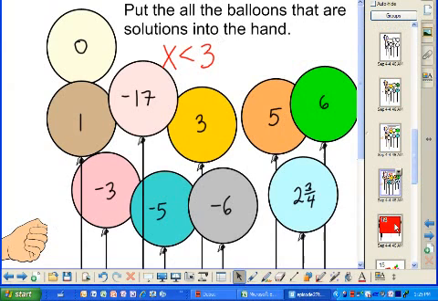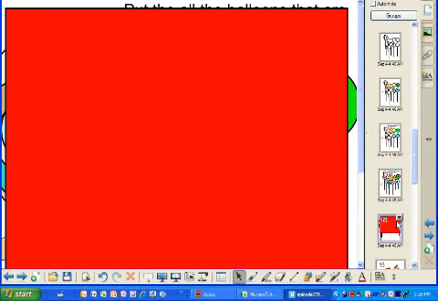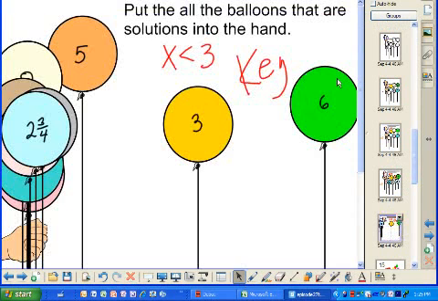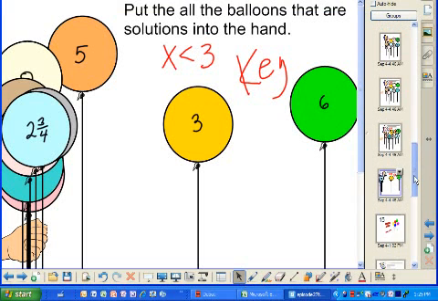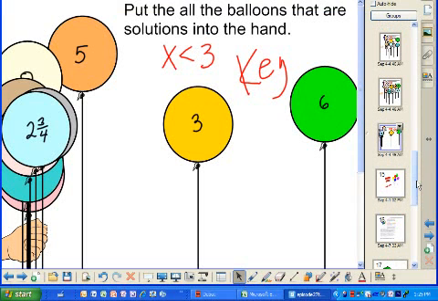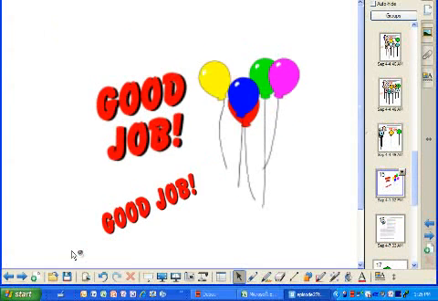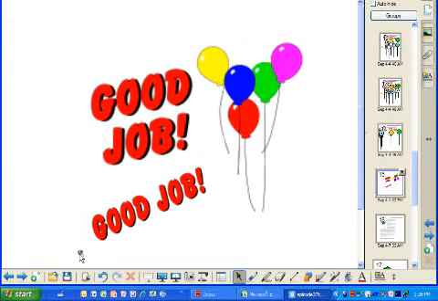Now, of course, we always like to make a key, because we want to know for sure that it's working and all. So there we go. And since you got it all right, that means you did a good job.